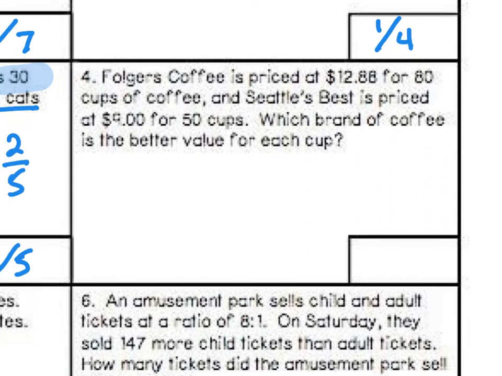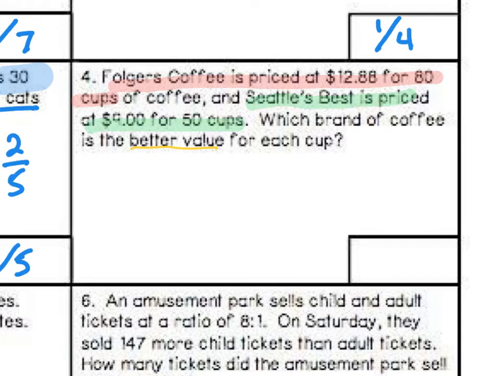So let's start out with 2 bits of information. First of all, they mentioned Folgers coffee, and they gave us information of $12.88 for 80 cups. Then they mentioned Seattle's Best, which is priced at $9 for 50 cups. So I have 2 bits of information. And the final question, they want to know, which is the better value, meaning which costs less per cup. That's what they're asking us.